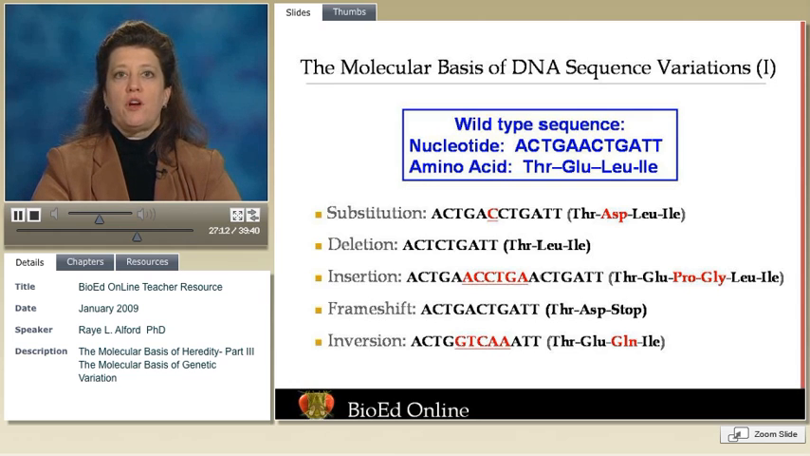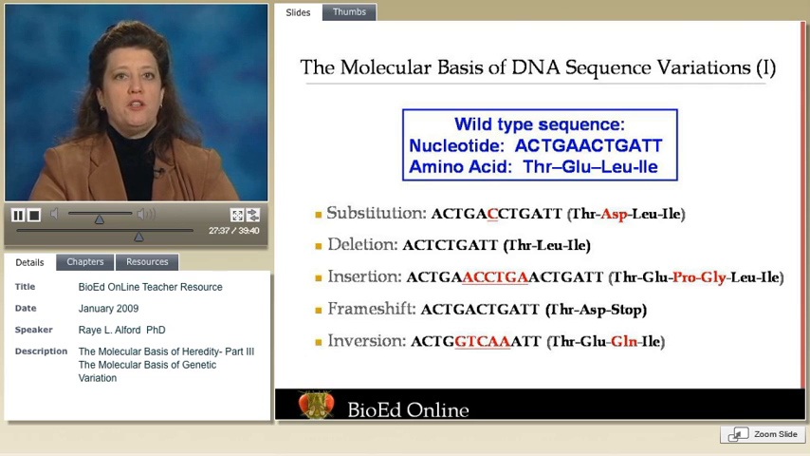Substitution mutations are the replacement of one nucleotide for another. Deletions are the loss of one or more nucleotides. Insertions are the addition of one or more nucleotides. The inserted nucleotides can come from a variety of sources, including foreign DNA from viruses, transposable elements from other parts of the genome, or duplications of nearby or adjacent DNA sequence.